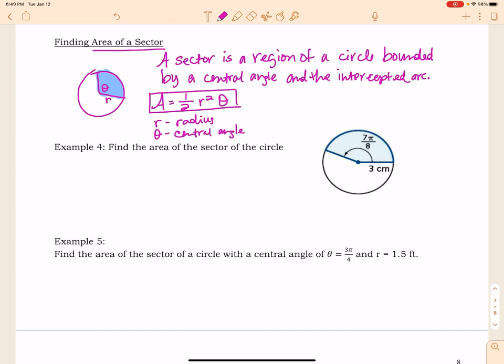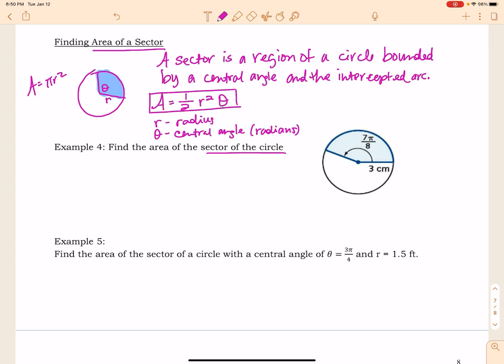And of course, we are going to measure this in radians, because the area formula for a circle, the original area, is in terms of pi, pi r squared. So we are going to keep using that idea there.